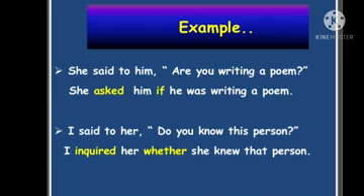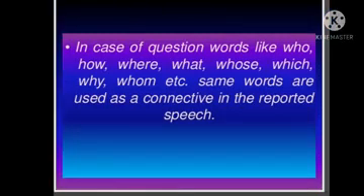Okay, then see the example. I said to her, do you know this person? Do is again an auxiliary verb, so it will change into I inquired or I asked her, not to her. That is wrong. I asked her or I inquired her if she knew that person, or we can say I inquired her whether she knew that person. And see the tense change in the statement. Know is changing to knew. Simple present is changing to simple past tense. So I hope you understood the change in the interrogative sentences that begin with an auxiliary verb.